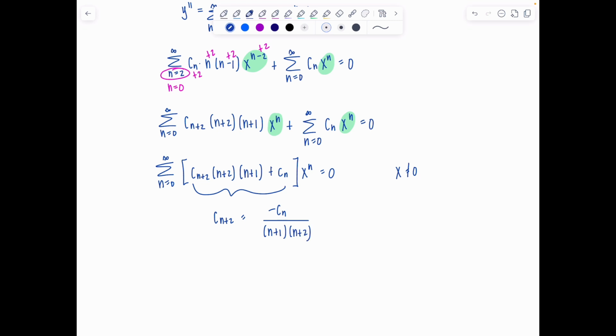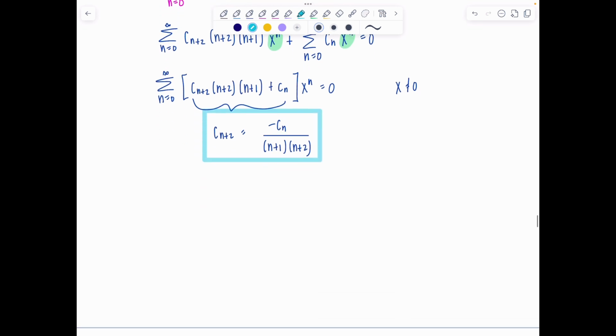Now I'm going to list out however many terms I need until I see a recurrence relation. Where do I start plugging in n? Well, this starts at 0, so that's where I'm going to start. So n equals 0. C sub 2 in that case would be negative C0 over 1 times 2. Just leave it like that.